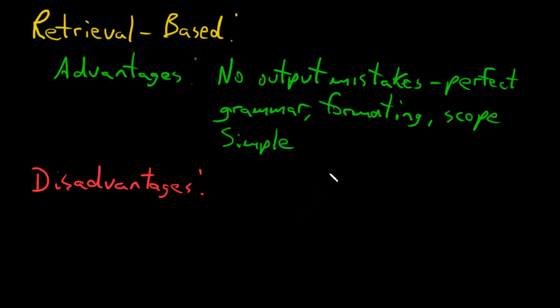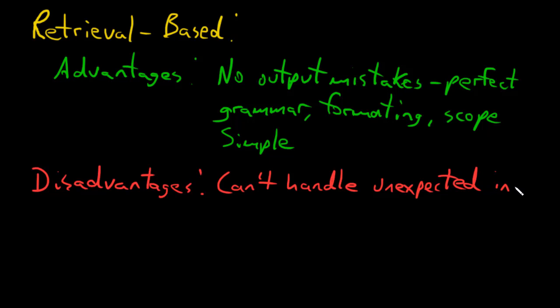Number one, they can't handle unexpected input. They take the user's input. Let me just spell this out, otherwise I'm going to misspell unexpected. I'm a horrible speller. So they take the user's input and then try to match it to their input database.